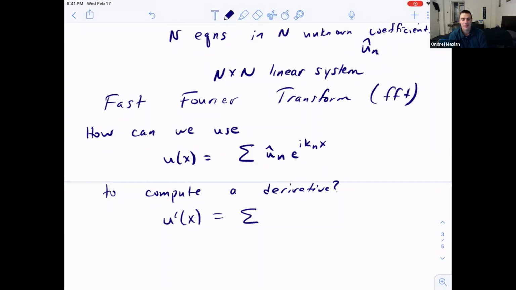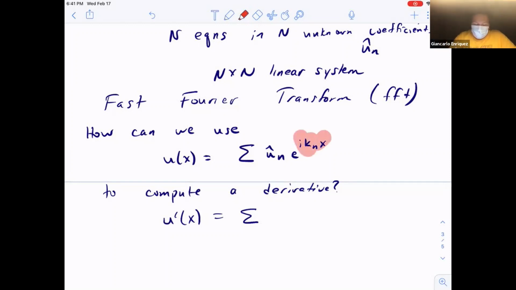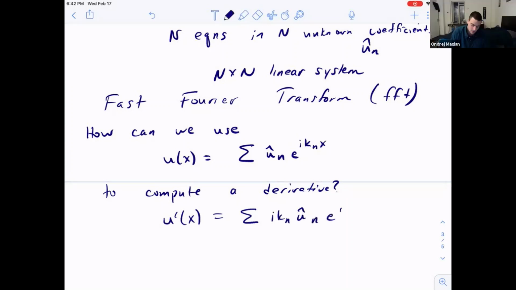So Giancarlo, can you tell me what's the derivative of this function? Where do you see an x and how do you take a derivative of that? Yeah, so u of x equals, where's the x? It's in the exponential here. Yeah. So how do you take the derivative of an exponential? You keep the same and take the derivative of the function i k_n x, which is going to be i k_n times e to the i k_n x. So what you see is that in the derivative, all that happens is you multiply by i k.